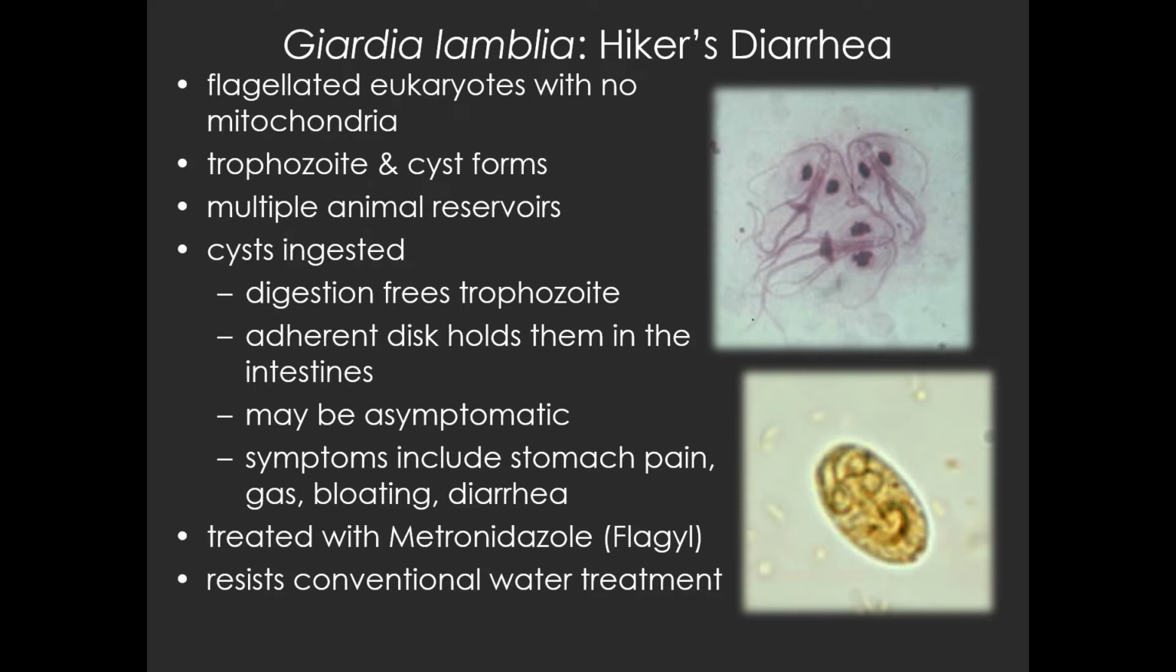So when you ingest a cyst, your digestive tract actually digests away the cyst coating and frees the trophozoite inside. And once they're inside the gastrointestinal tract, the Giardia will adhere to the intestinal wall using an adherent disc. And once there, you may have a completely asymptomatic infection, in which case you would be transmitting disease to other people without having any idea that you yourself were sick.